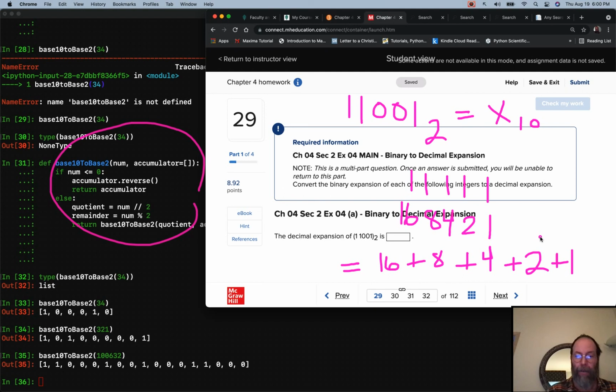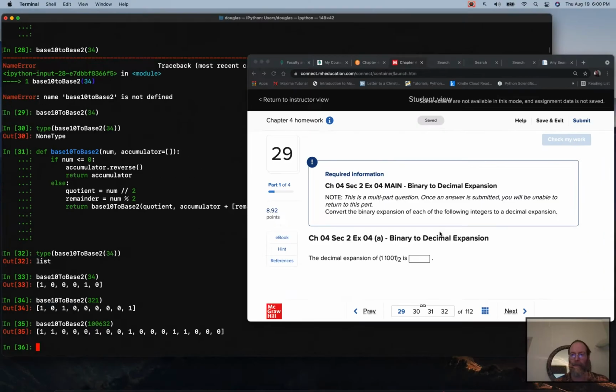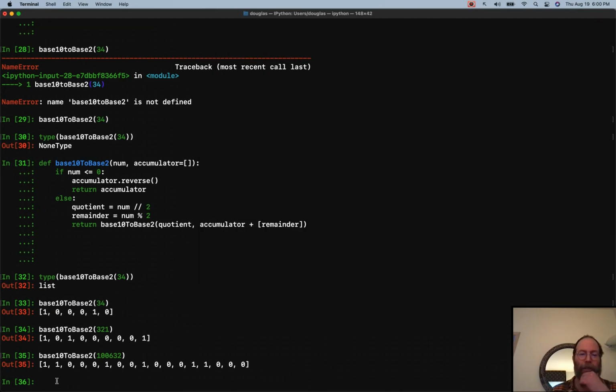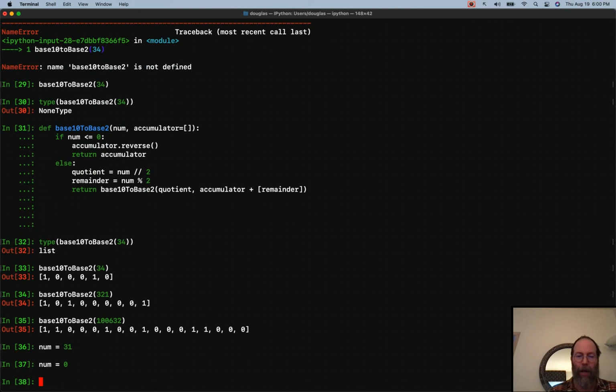So how would I figure that out? Okay, so what I could do is this. I could say num is equal to 31. Actually, no, we're going to start with 0. Num is equal to 0. While num is less than or equal to 31.